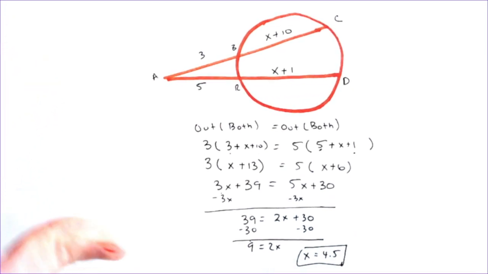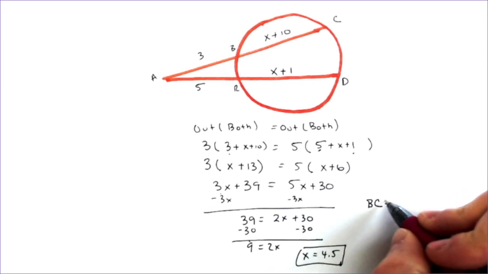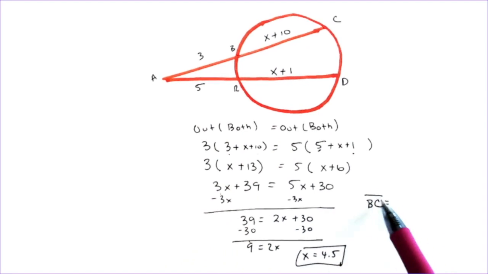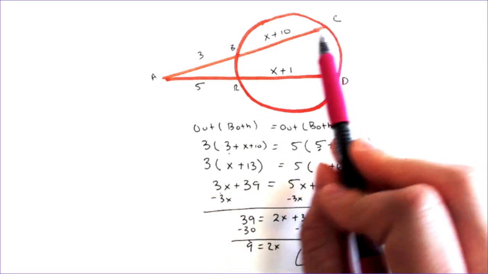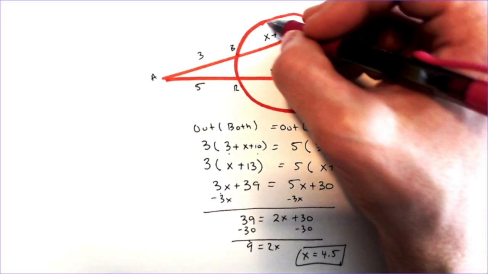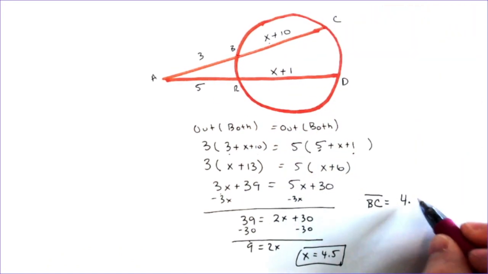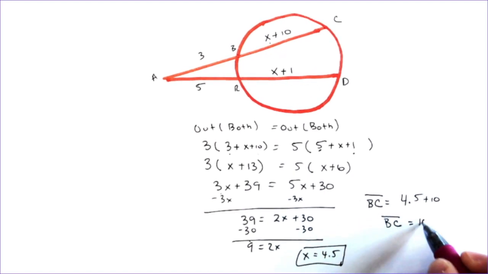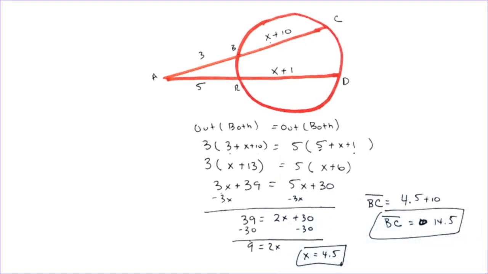And you might be asked to find something slightly different this time. What if we were wanting to find B to C? Well, B to C is from here to here, not the arc. It would have to have an arc symbol over it. I have a line symbol representing that we want to find the chord B to C. So if we did that, we'd have to plug in 4.5 for that x. So if we did 4.5 plus 10, you'd find out the length of B to C is just 14.5. And we could get that answer as well.